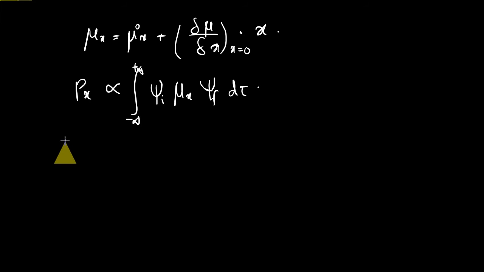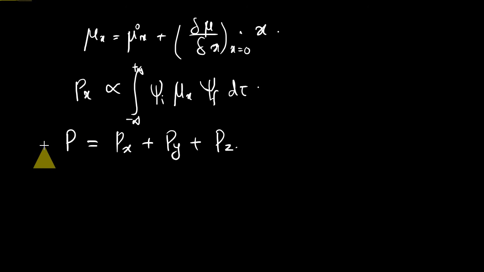The total probability of transition P will be equal to the component in the x direction plus the component in the y direction plus the component in the z direction. So you can calculate the components of the probability in the x, y and z directions, and if any of these are non-zero, then you will have a non-zero value for P as well.